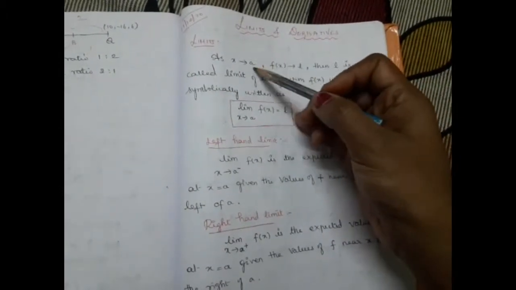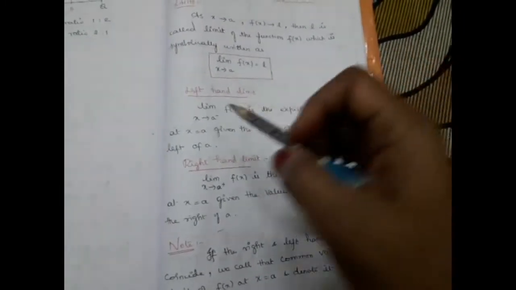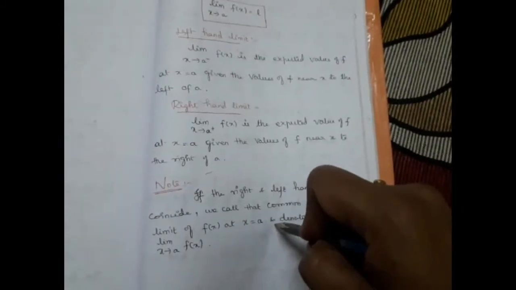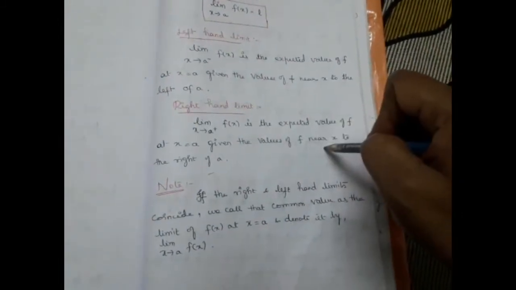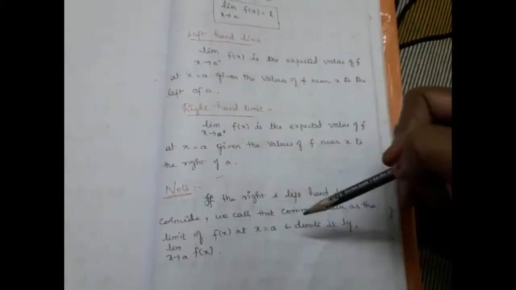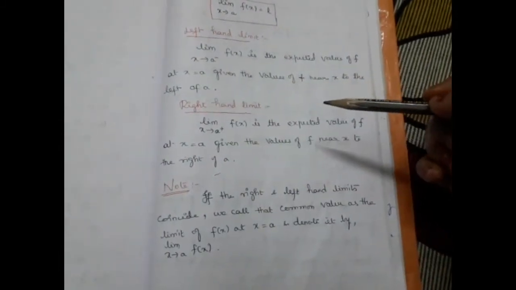X can approach a particular value from both sides, left hand side as well as right hand side, right? We will denote the left hand limit as limit x tends to a minus f of x and the right hand limit as a plus. When both the left hand limit and right hand limit exist and both are equal, then only the limit of the function will exist and it is equal to the same value. That common value is called the limit of the function f of x at x equal to a. We denote it by limit x tends to a, f of x.